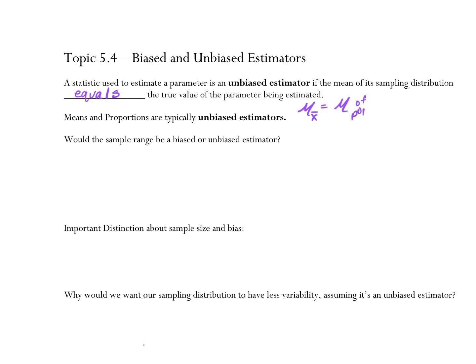Remember that mu is the population mean. And it turns out that we're going to spend a lot of time using x bar to estimate mu and p hat to estimate p, because they are unbiased estimators.